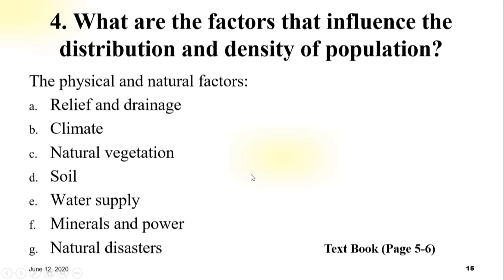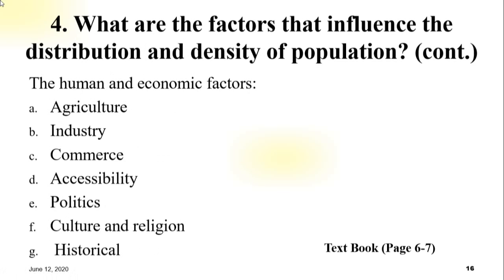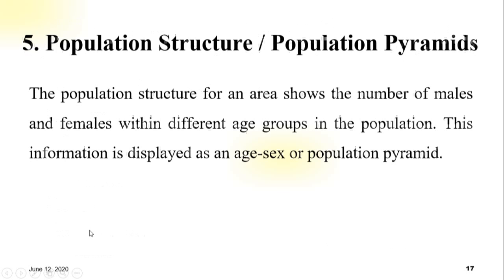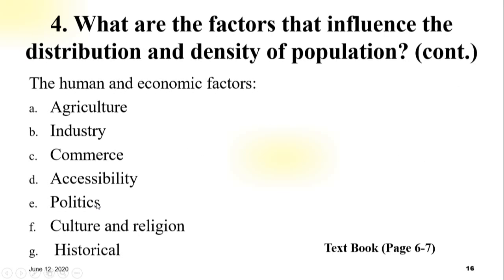At the moment we talk about physical and natural factors, but now we move to the human and economic factors. It also has 7 points: agriculture, industry, commerce, accessibility, politics, culture and religion, and the last one, historical.